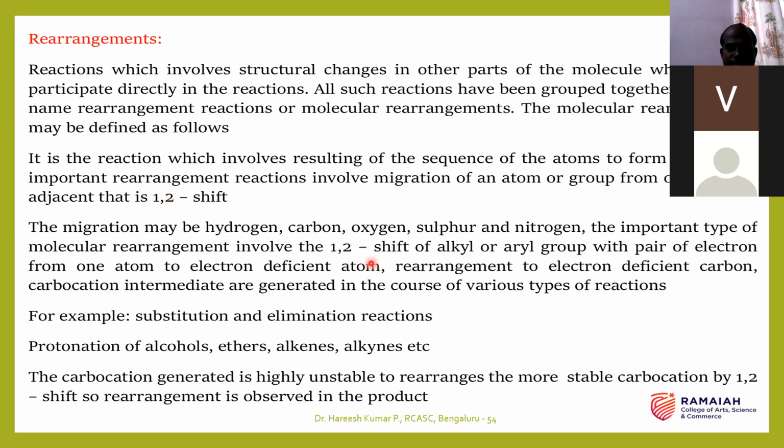This 1,2 shift may be an alkyl group or an aryl group, and this migration may be to an electron deficient carbon, or maybe an electron deficient oxygen. You can find this in substitution reactions, or in elimination reactions. More particularly, this occurs by the protonation of alcohol, protonation of ether, protonation of alkene, protonation of alkyne.